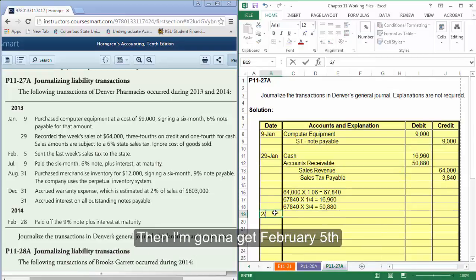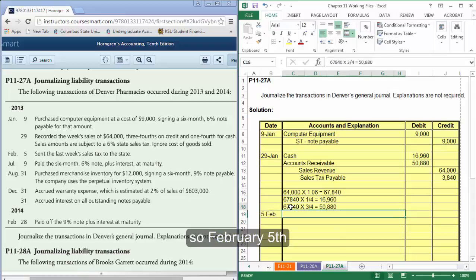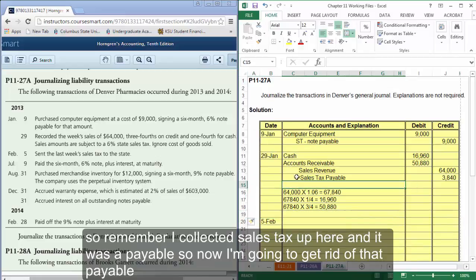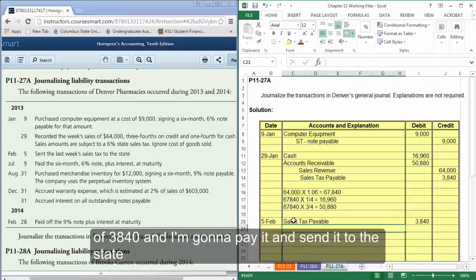Then I'm going to get February 5th. So February 5th, it says that we sent the last week's sales tax to the state. So remember, I collected sales tax up here, and it was a payable. So now I'm going to get rid of that payable of $3,840, and I'm going to pay it and send it to the state.